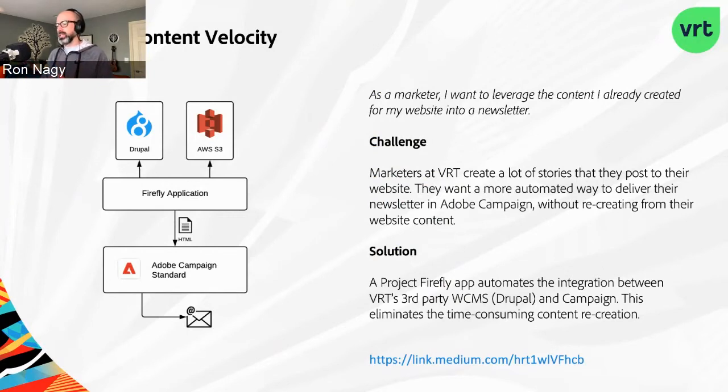So content velocity is another one, similar to the Bank of America one that we've talked about a lot, and there's actually a link down below to the Medium blog article written about this that goes into a little more detail. Essentially, the team at VRT has content on their website, and they wanted to create targeted newsletters that take a subset of that content without having to recreate it. They wanted an automated way to create that newsletter.